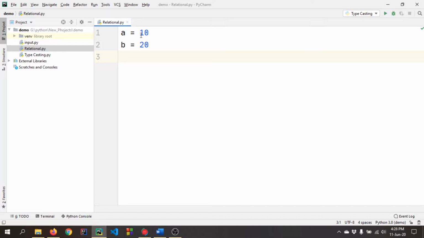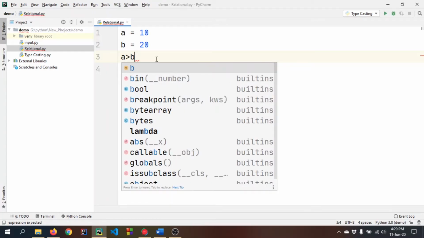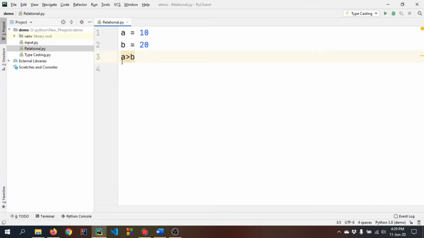So how can we understand them? We can use relational operators if we want to find any relation between two data. Suppose we want to find which is the biggest number, a or b, which one is the largest one. We can use a relational operator here. We can say a greater than b. It's saying if a is greater than b or not.